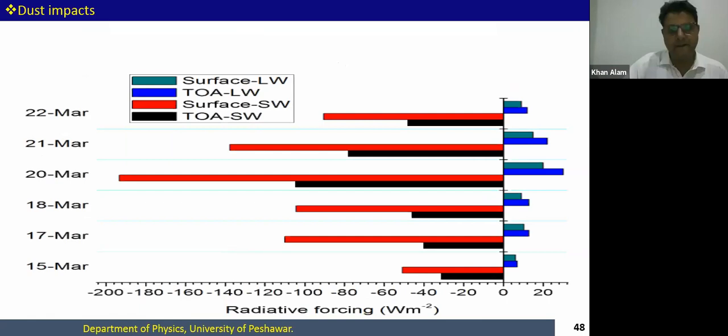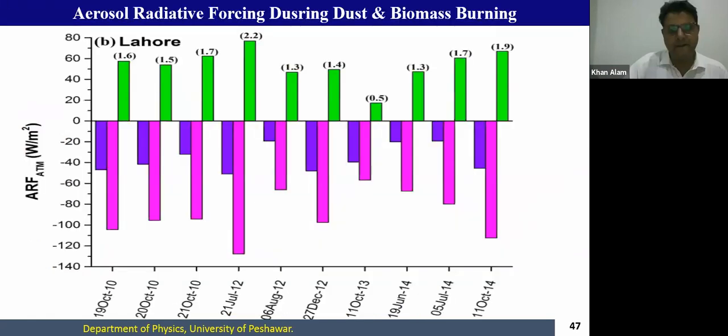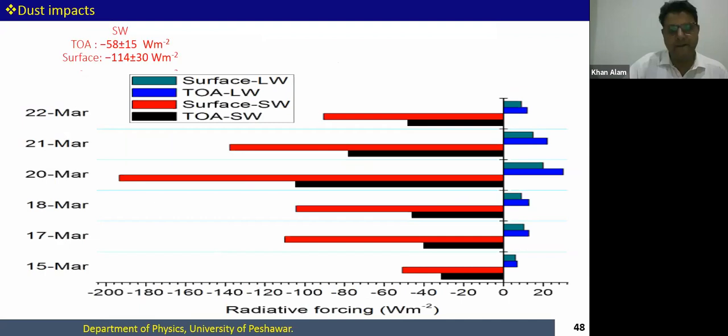So we also calculated the long wave. This was for the short wave radiation fluxes. We also calculated the long wave radiative fluxes during the dust episode, during the dusty period, and we see that the long wave fluxes both at the top of the atmosphere and on the surface produce a warming effect. However, on the surface and TOA, the short wave radiative forcing produces a cooling effect.